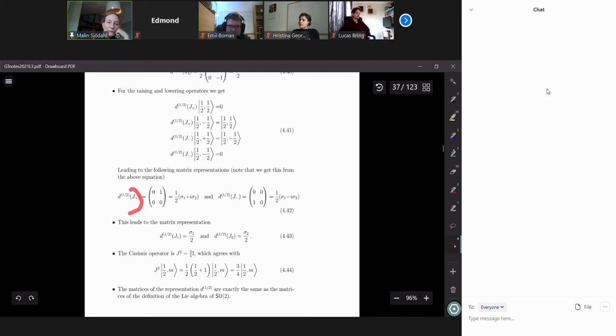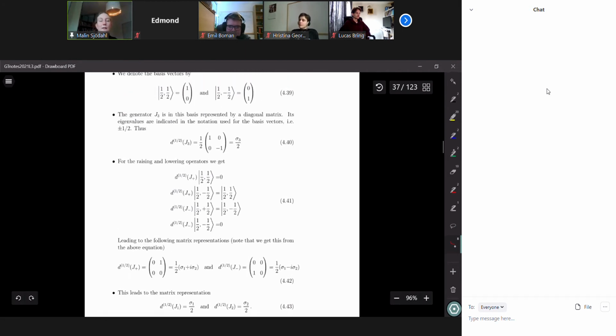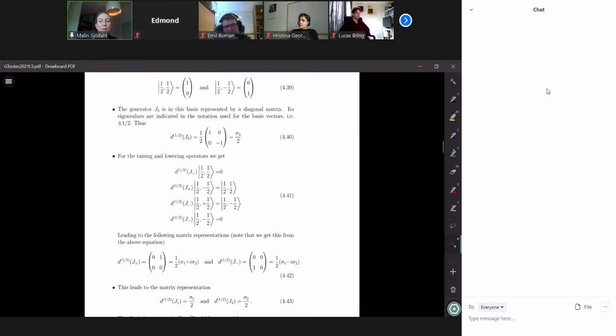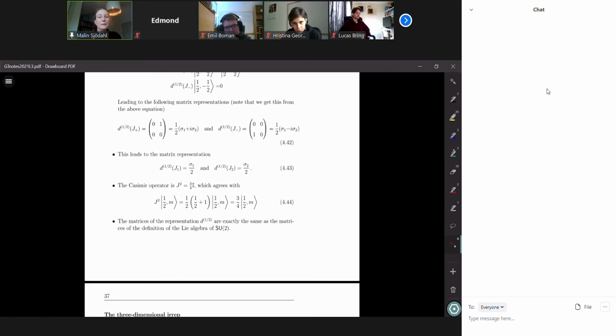Because we found the form of J plus and J minus, because we had derived the Clebsch-Gordan coefficients, and because we knew what J3 was like, we actually derived it here rather than just writing it down as we first did. We also have a Casimir operator acting on this state.